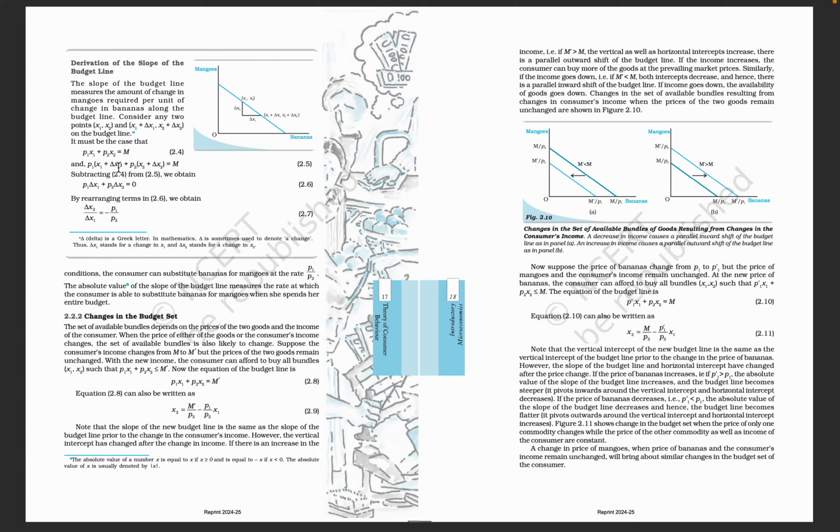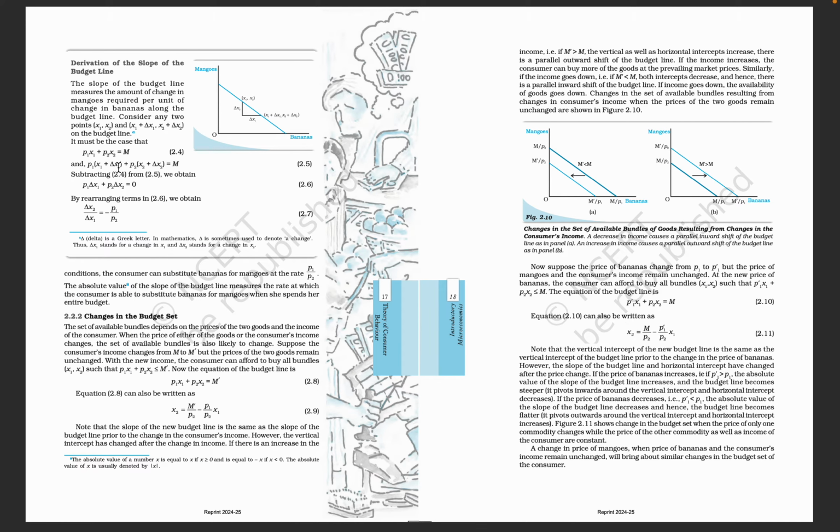If there is an increase in the income, that is, if M prime is greater than M, the vertical as well as the horizontal intercept increase. There is a parallel outward shift of the budget line. If the income increases, the consumer can buy more of the goods at the prevailing market prices. Similarly, if the income goes down, that is, if M prime is less than M, both intercepts decrease, and hence there is a parallel inward shift of the budget line. If income goes down, the availability of goods goes down.